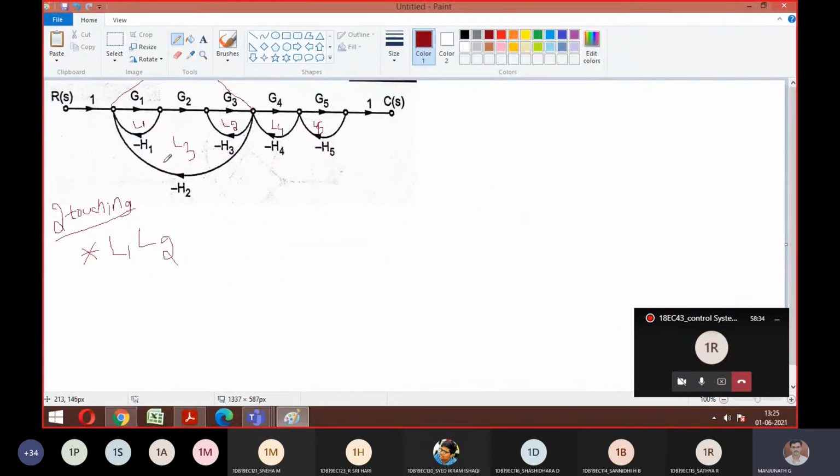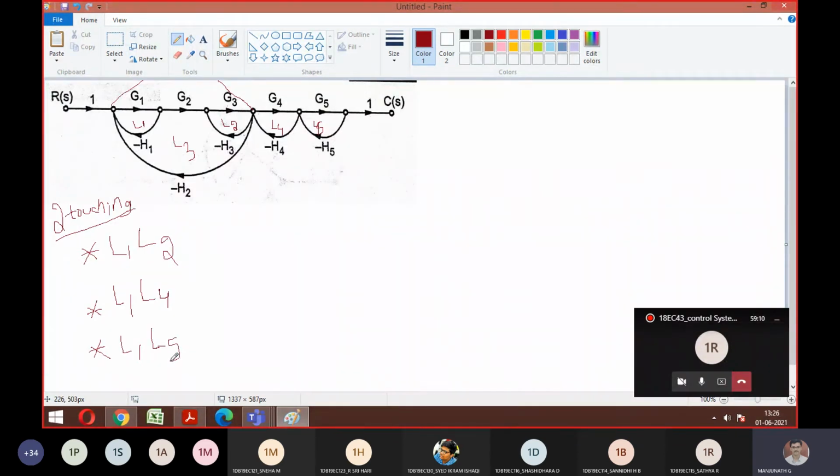If I compare L1 and L3, is it possible? It's touching. See, L1, L3 both touch the same node. I can't consider it. Then again, L2, L3 also I can't consider because it is touching. So we finished the L1 category. Then check L1, L4. Is it touching? No, sir. So I can make a combination of L1, L4. Again, is L1, L5 touching? No, sir. So I can take L1, L5. See, if you go like this, you will come to know the first loop L1 has finished with all.